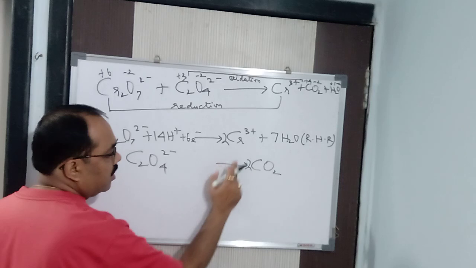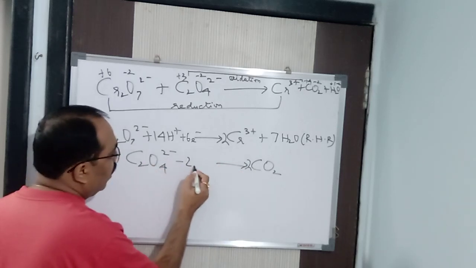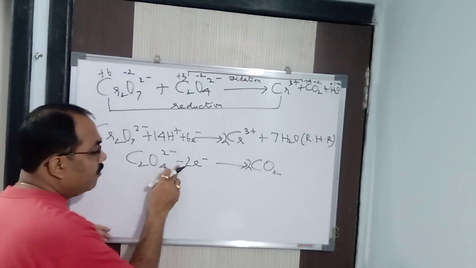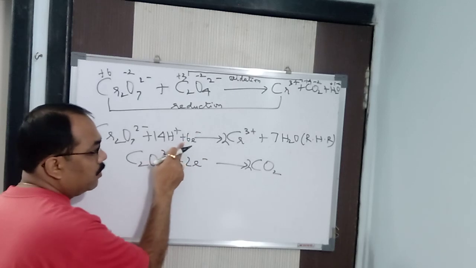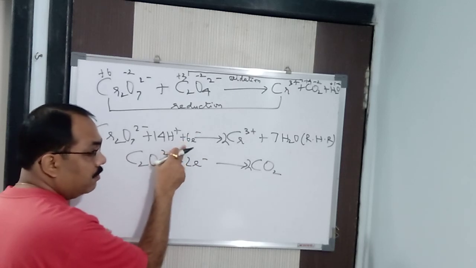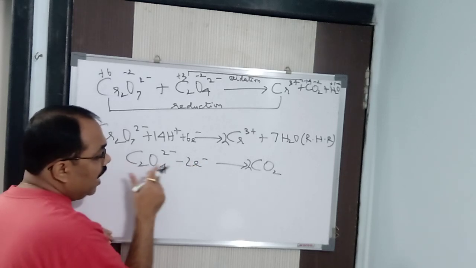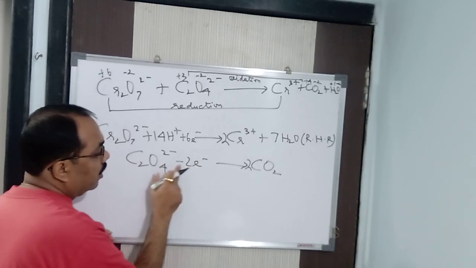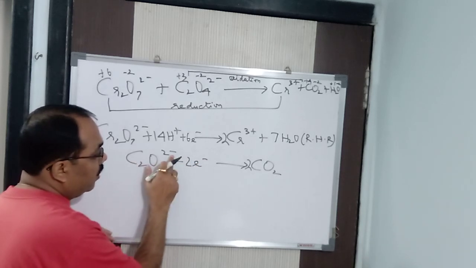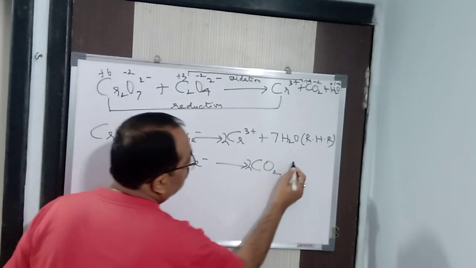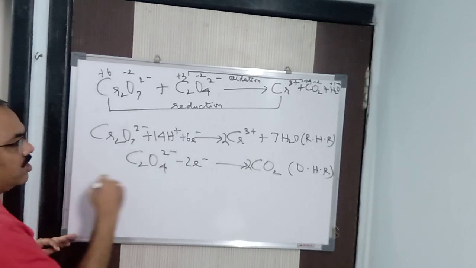Total charge is what here? This side 0, neutral. Here it is minus 2. So I have to add plus 2, that is, 2e minus. For adding, I have to subtract it, and for subtracting, I have to add it. See here, plus into minus is minus. Ultimately it is subtracted, and minus into minus is plus. Understood? Clear? So plus 2 minus 2 is 0. Cancel. So it is the oxidation half reaction. It is balanced. Oxidation and reduction half reactions are balanced.